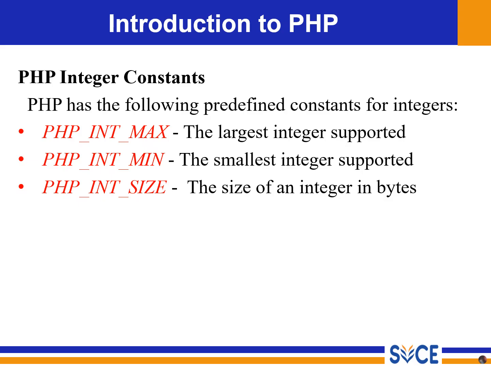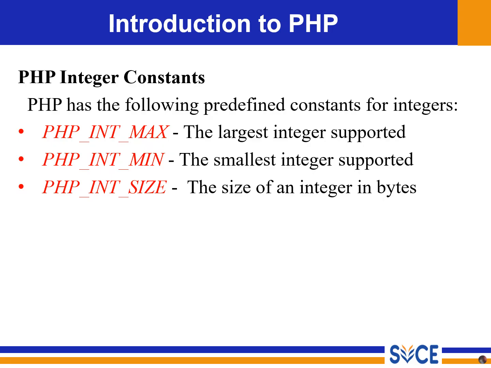Now we will see about the PHP integer constants. PHP provides several predefined integer constants that offer information about the PHP environment and system capabilities related to integers. The most commonly used integer constants in PHP are PHP_INT_MAX, which represents the maximum integer value, then PHP_INT_MIN, which represents the lowest negative integer value, then PHP_INT_SIZE, which represents the size of the integer. We will see one by one about these constants.